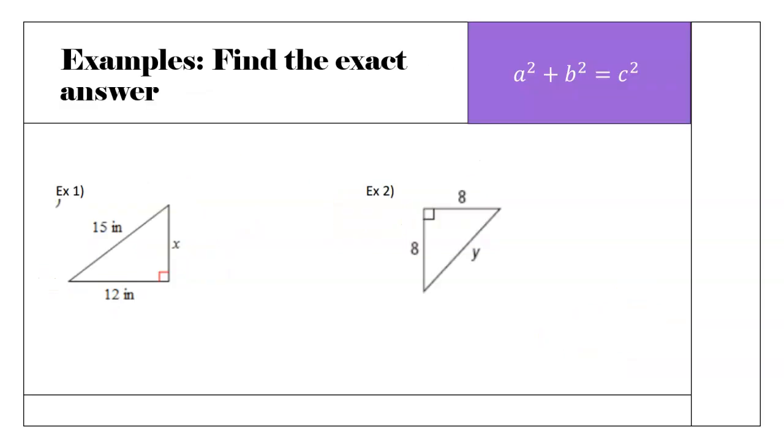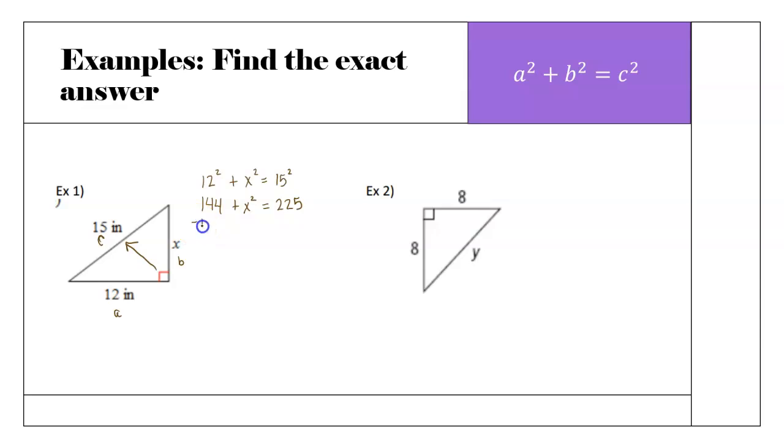So in example 1, the first thing I'm going to do is label which side is C. Here's the right angle. The side opposite that is going to be C, and then A and B are going to be the other two sides. I'm going to use my Pythagorean theorem, A squared, so 12 squared, plus B squared, so X squared, is equal to C squared, so 15 squared. Grabbing a calculator or just knowing my perfect squares, 12 squared is 144 plus X squared is equal to 225, which is 15 times 15.